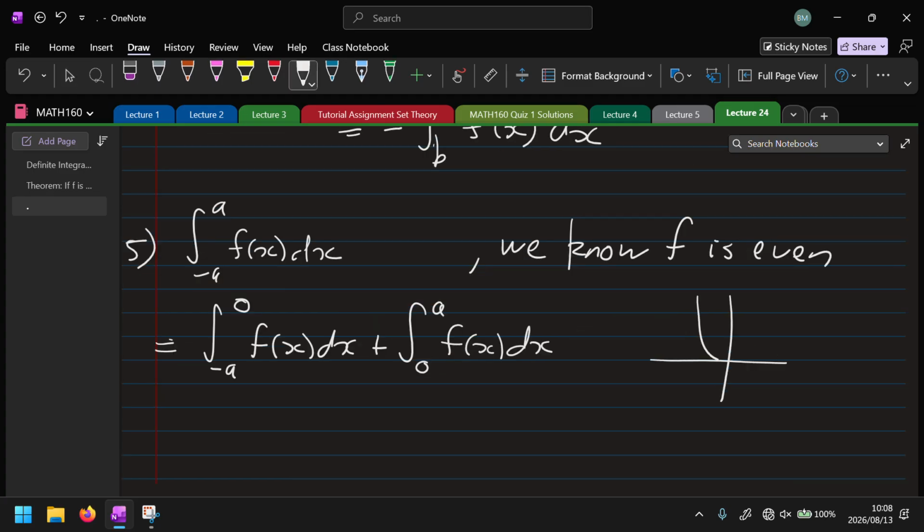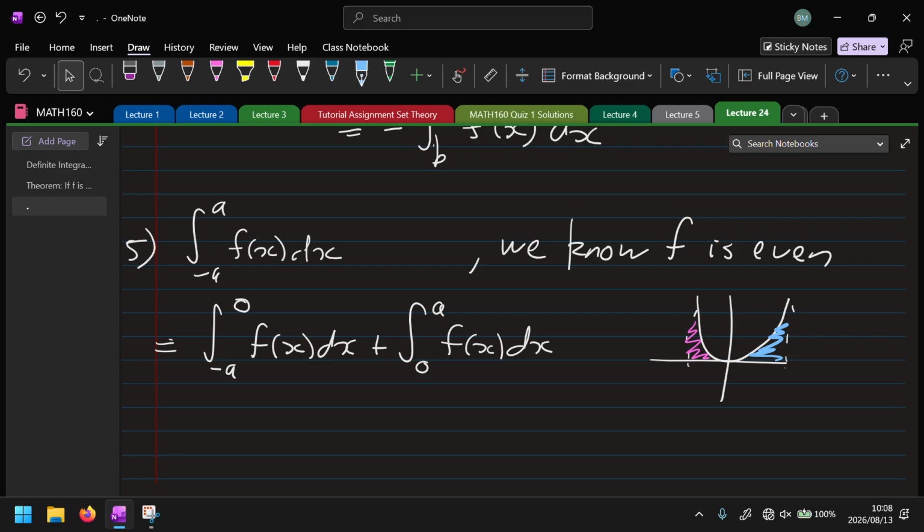So if you want to draw a little picture, we have this part here, and we have this part here. Instead of going from minus a to a, I'm going to do the pink part over there. I'm going to do the blue part over here.